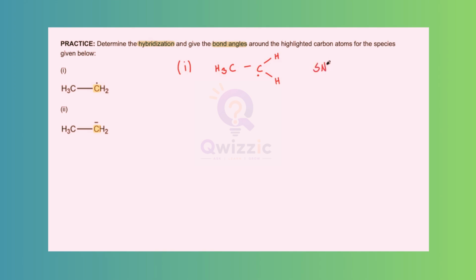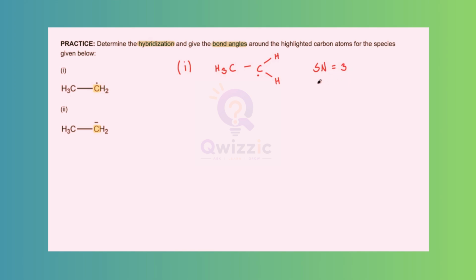Our first step is to always determine the steric number. How many bonds and lone pairs of electrons do we have? Well, we have 3 bonds and no lone pairs, so the steric number is 3. We can completely neglect the unpaired electron. We are only worried about the presence of lone pairs, and a single unpaired electron is not a lone pair, right? So we only have 3 carbon-hydrogen and carbon-carbon bonds in total, so the steric number is 3.